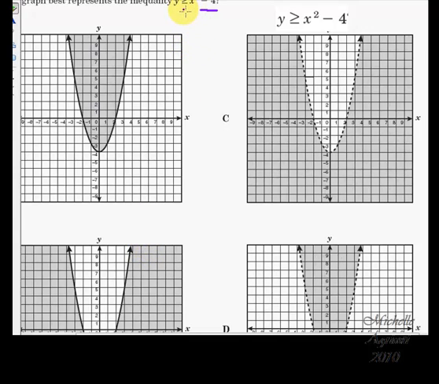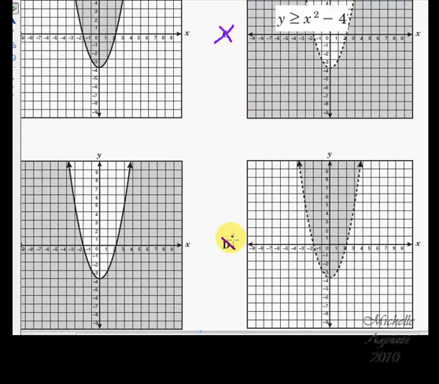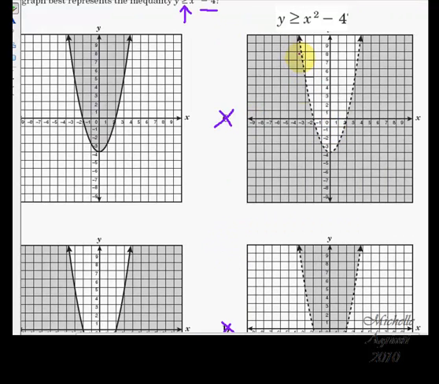The solid and dashed, we know we have a solid line when we have an equal, and we do have equal. This is greater than or equal, so we know it's not going to be the dashed. So that eliminates C and D. What the dashed means is it goes right up to the line, but it doesn't include it. Here we include the line.